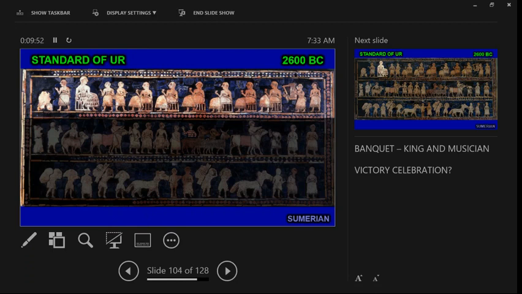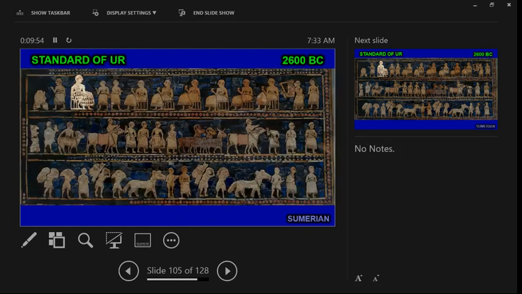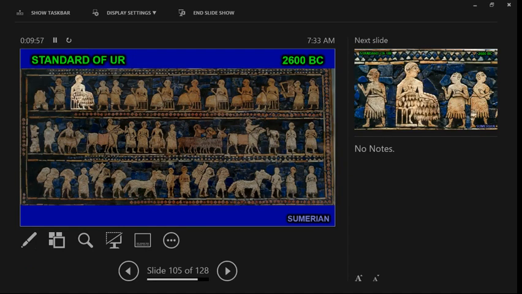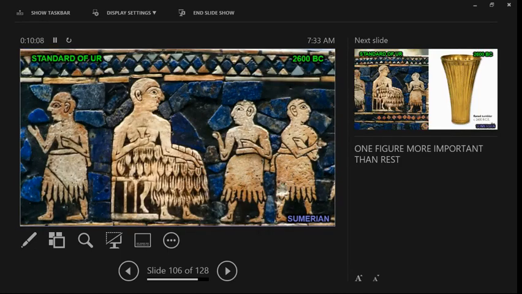And once again, it's wondering, is this a victory celebration? And you can tell the tall dude right there is the ruler, the king, because he is bigger than everybody else. Even seated, he is taller than those that are standing around him. And then also look at what he is holding in his hand.